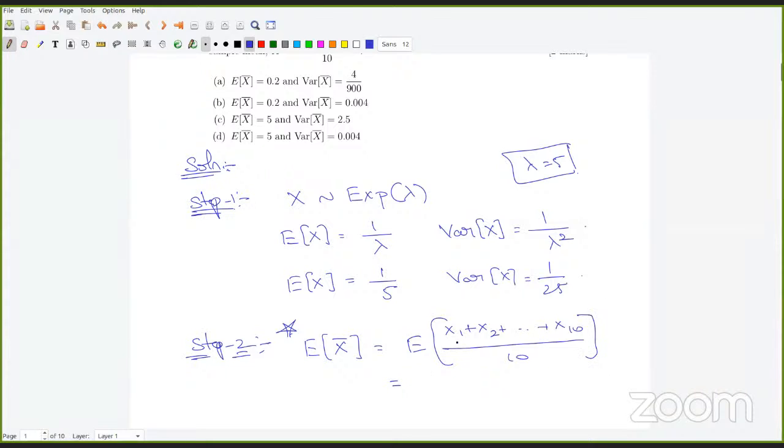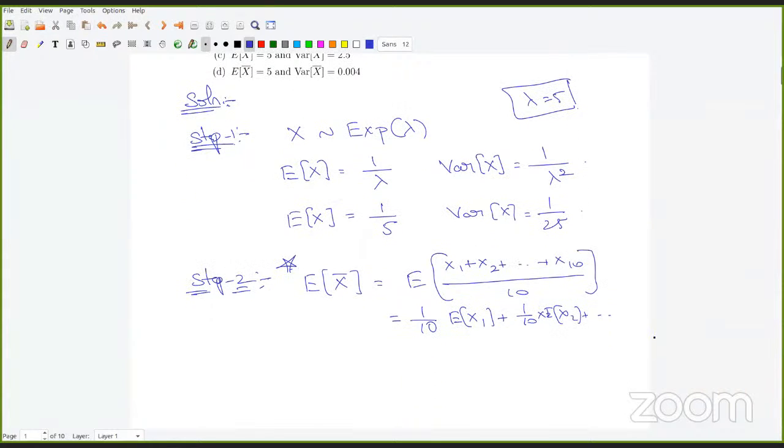So x1, x2 here are independent of each other. Using linearity of expectation, we can write it like this: 1 by 10 into expectation of x1 plus 1 by 10 into expectation of x2, like this. Even if you forget the relation between the distribution mean and the sample mean, it's fine. Using linearity of expectation, you can get it.